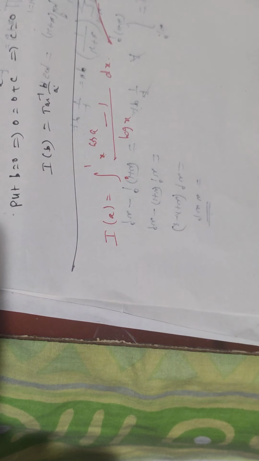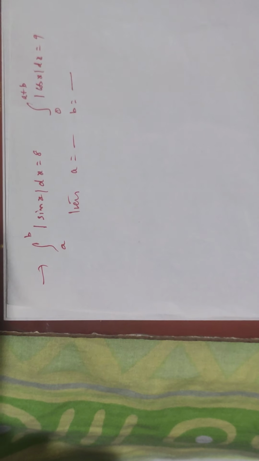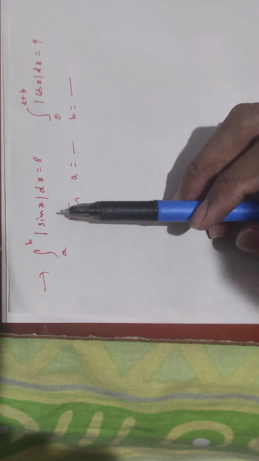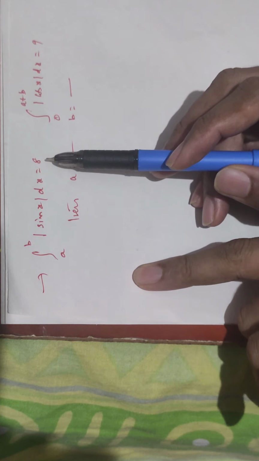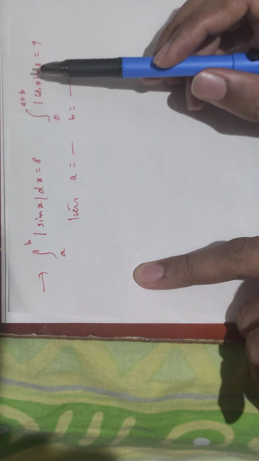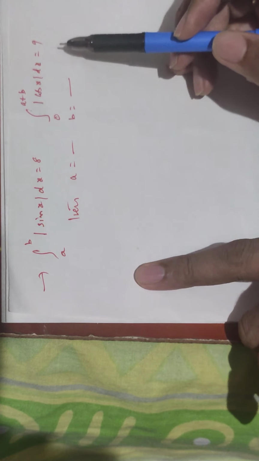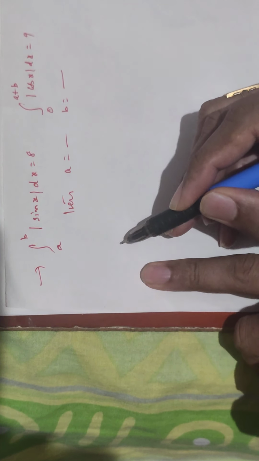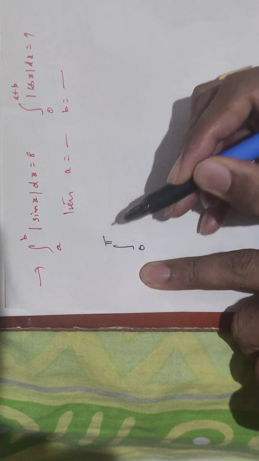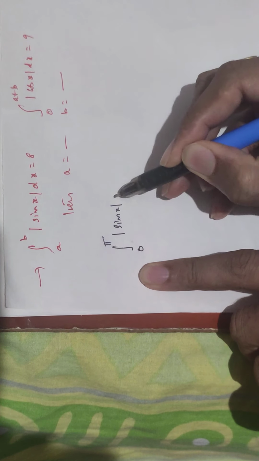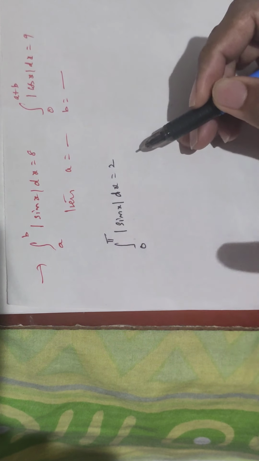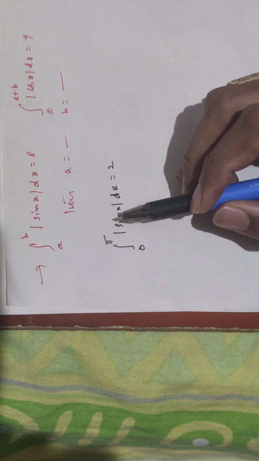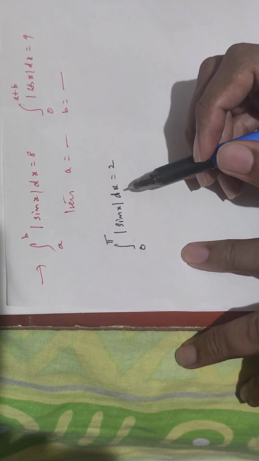This is also a problem based on the same concept. Next one: integral a to b modulus of sin x dx equal to 8, and integral 0 to a plus b mod cos x dx equals 9. Then what are the values of a and b? So here we know one property: integral 0 to pi mod sin x dx, this value is 2 units, by finding the area or whatever it may be.